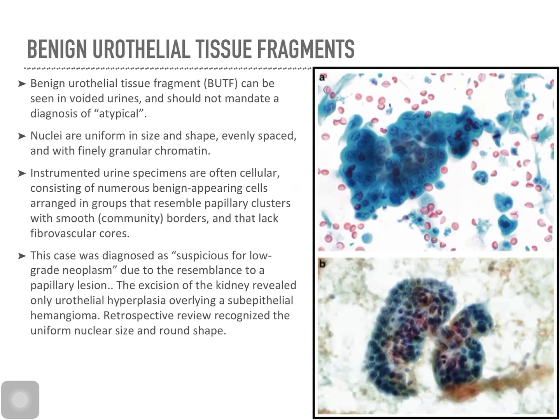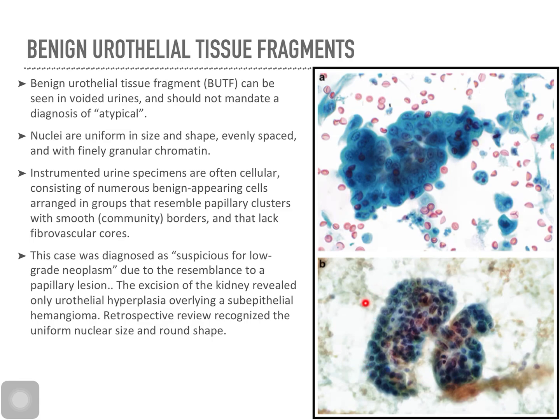Now coming to the next entity, that is the benign urothelial tissue fragment. These can be seen in voided urine and should not mandate a diagnosis of atypical. They have nuclei which are uniform in size and shape, evenly spaced with finely granular chromatin. In an instrumented urine specimen, they are cellular, consisting of numerous benign appearing cells arranged in groups that resemble papillary clusters. Here we can see that they lack fibrovascular cores.